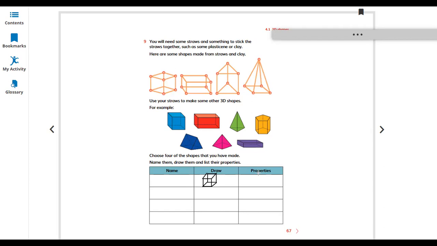We write the name cube, and their properties. It has flat faces. How many faces? Six faces. 8 vertices like this, and 12 lines or edges like this. Cube, then cuboid, any shape in your mind you can make and write their properties and name.